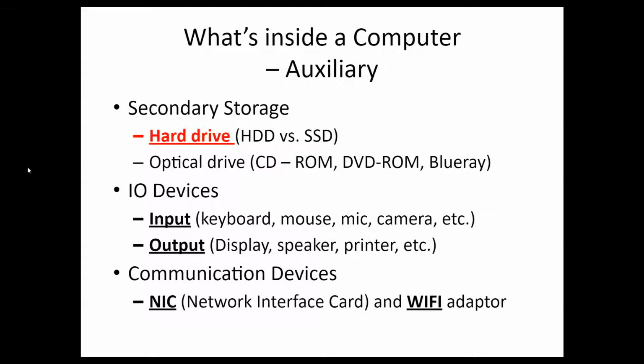Then you have optical drives, which are like CD disks, and then input and output devices. Input is things that you can put into your computer to tell it what to do, like keyboards, mouses, microphone, camera. Output is what the computer shows to you, like display and sound. Then you can have communication devices like Wi-Fi adapters.